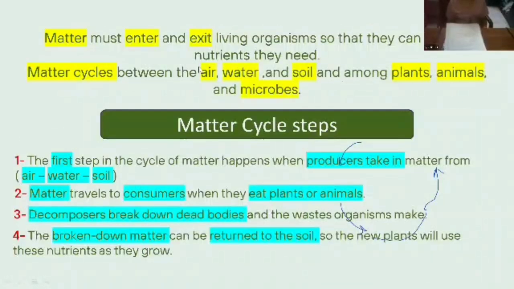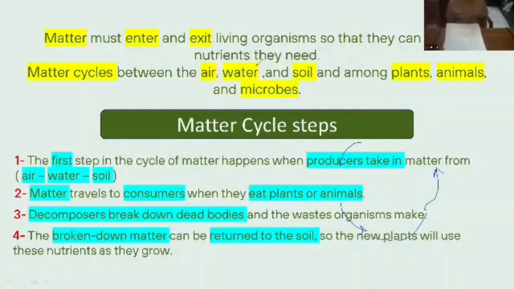So here, let's take: matter must enter and exit a living organism so that they can get the nutrients they need. For example, Yasmina, matter cycles between the air, water, and soil, and among plants, animals, and microbes. You know, Yasmina, that everyone breathes air, right? We breathe oxygen from the air. We all drink water, and we all eat plants that grow in the soil. Yeah? So that is a matter cycle.